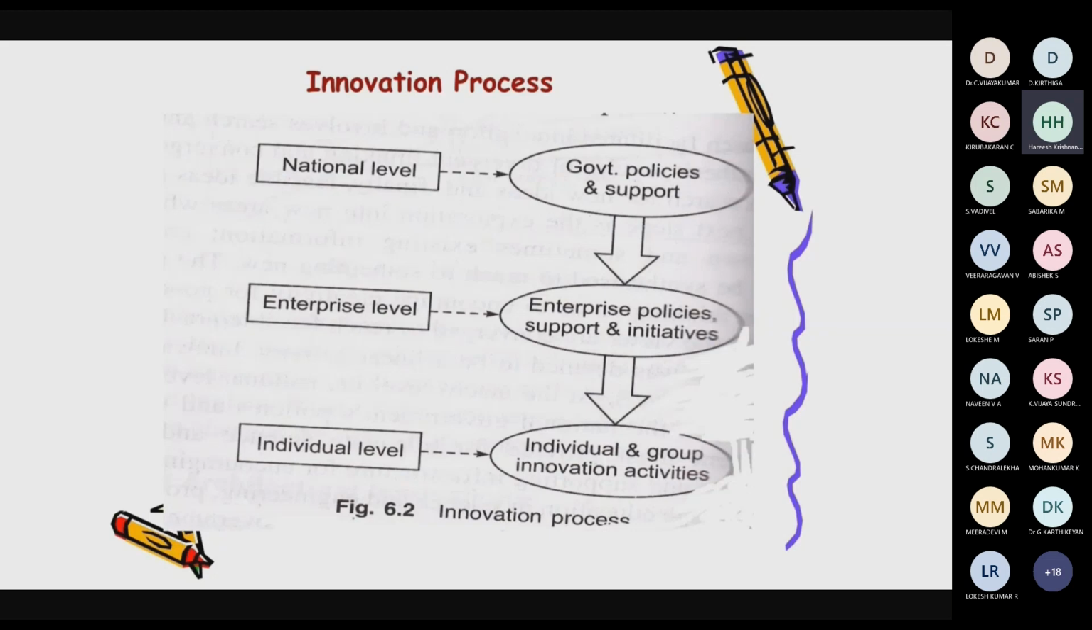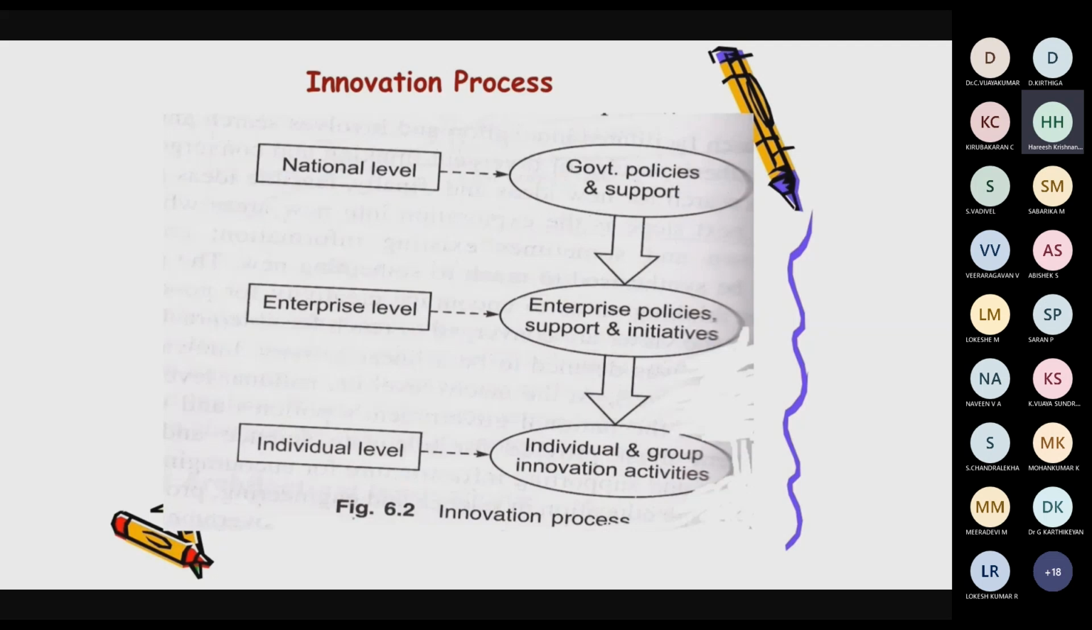At the national level, innovation in a nation directly depends upon government policies and support. At the enterprise level, the invention in an enterprise depends upon top management support and the top management committees. Their support is very much needed. Top management sets the direction, and they give the environment for innovation in an organization.